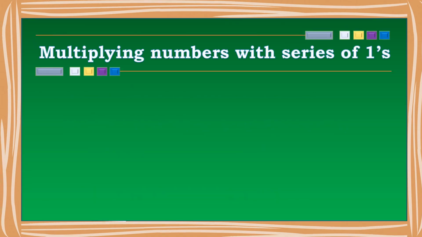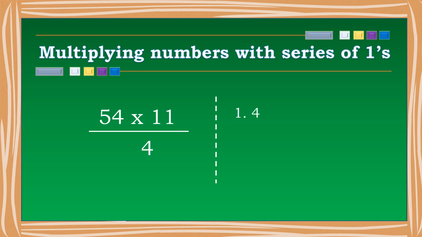So far, we learned multiplying numbers with a series of 9s. Now we are going to learn multiplying numbers with a series of 1s. Let's take an example. 54 multiplied by 11. What is the process to solve this one? Step 1. Let's keep the rightmost digit, that is 4, as it is. Next, step 2. 4 plus 5, 9. Let's write it. Then the third step, the leftmost digit 5 written as it is. 594. That's the final answer for this question.